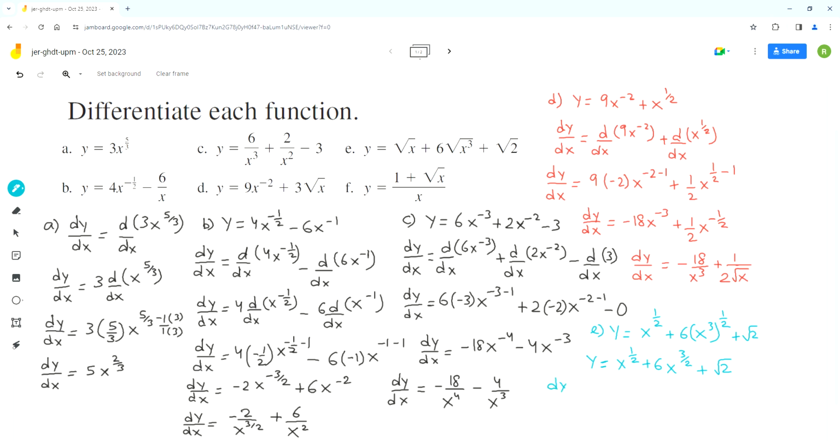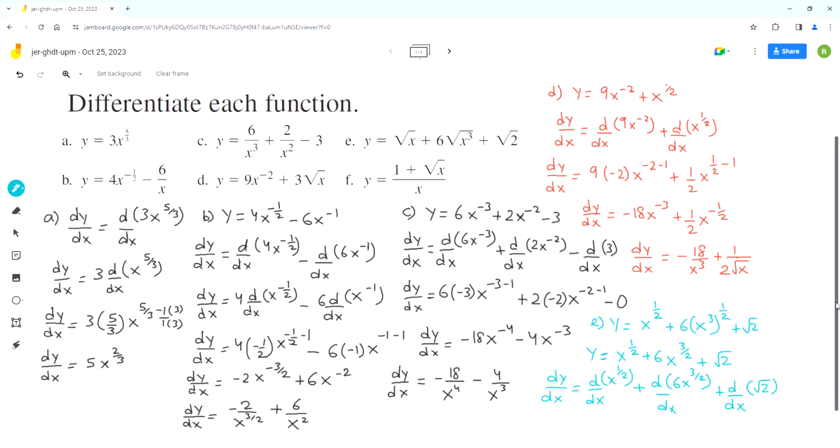So dy over dx equals, so the derivative of x to the power half plus the derivative of 6x to the power 3 over 2, and then the derivative of square root of 2. So now we can simplify this expression.